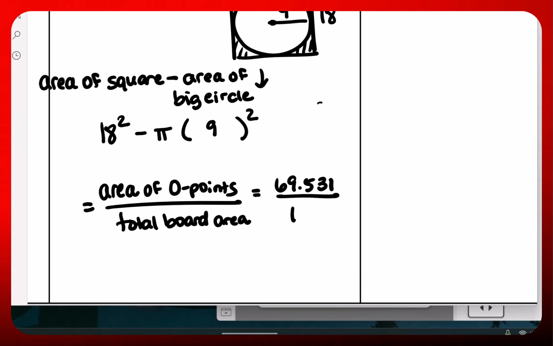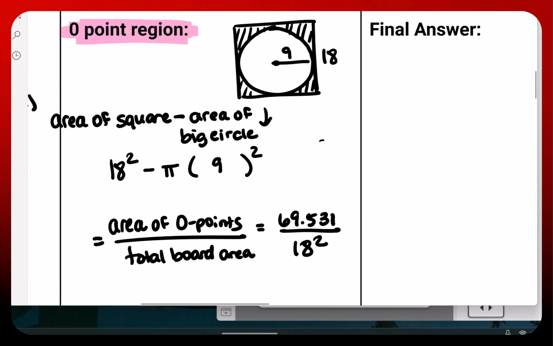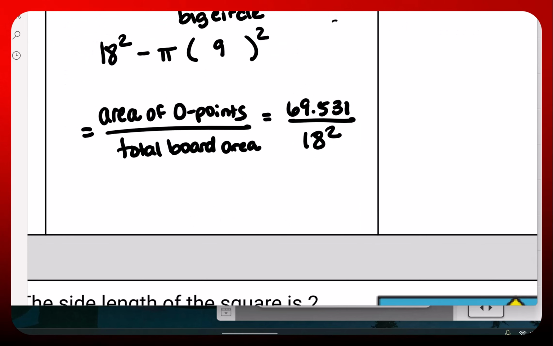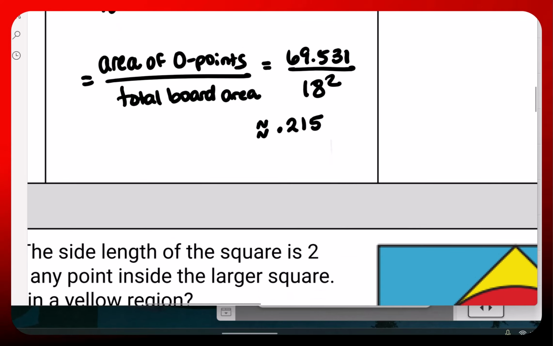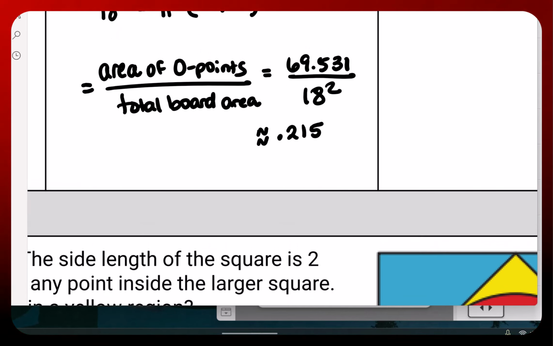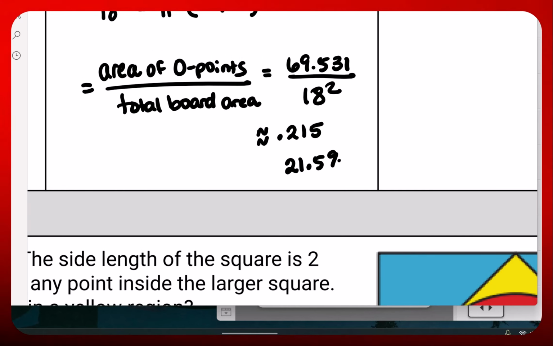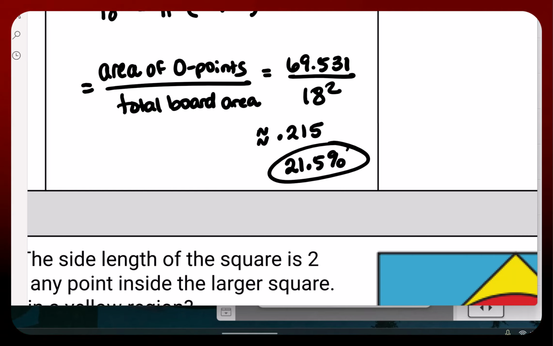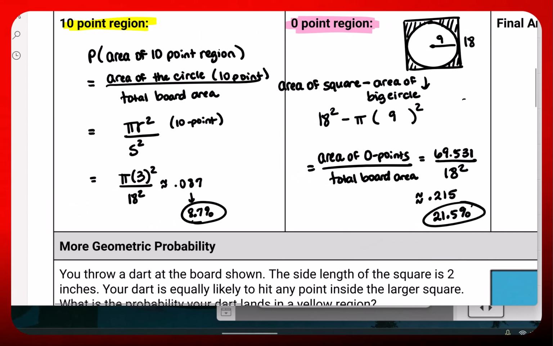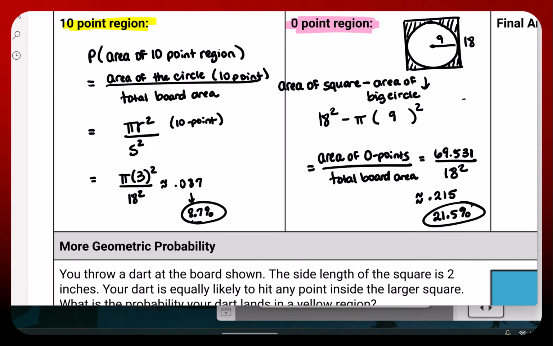And the total board area is 18 squared. So let's type in that, and we're going to divide it by 18 squared. And that's going to give me about, because I'm rounding it, 0.215. So I rounded to 3 decimal places, which is approximately 21.5%. 21.5%. So I think we have enough information now. It's going to be about 8.7% to hit 10 points. And then you've got almost 22% to hit the 0 points.